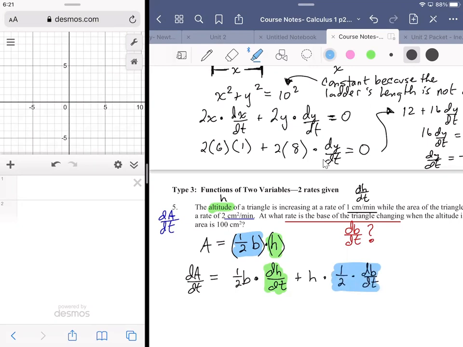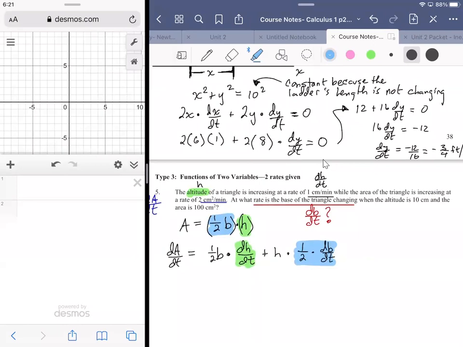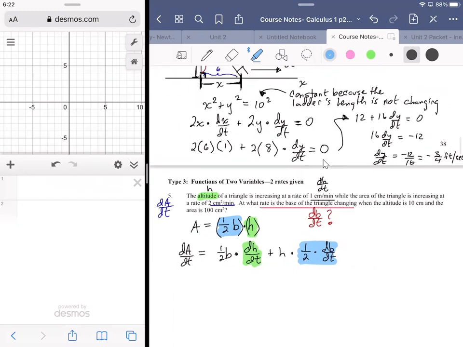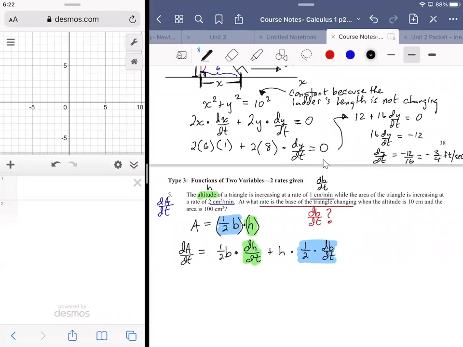Then I would just start plugging and chugging away, but you'll see here that we don't quite have enough information to finish up the problem, but we're pretty close. We have to take one little side quest here. They tell us that dA/dt is equal to 2 square centimeters per minute. They don't tell us the base. They tell us dh/dt is increasing at 1 centimeter per minute. Increasing means positive. If they said it was decreasing, I'd make it a negative number, but they didn't. We care about this when the altitude is 10 centimeters.